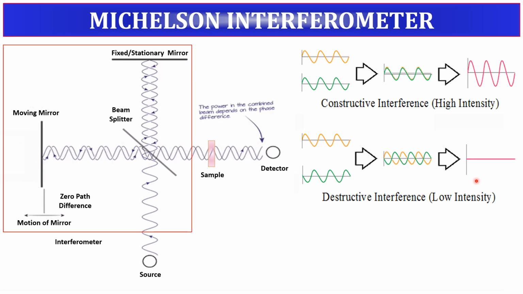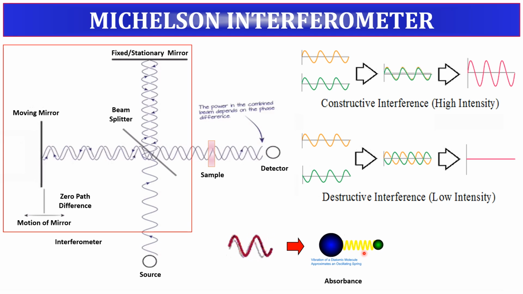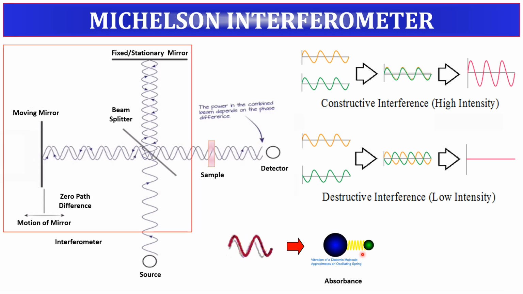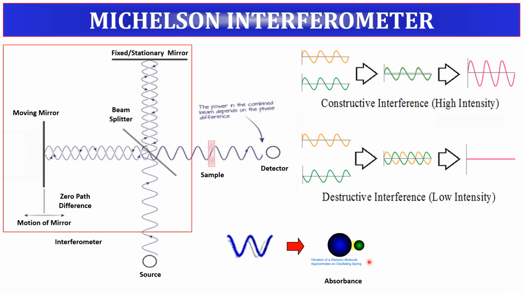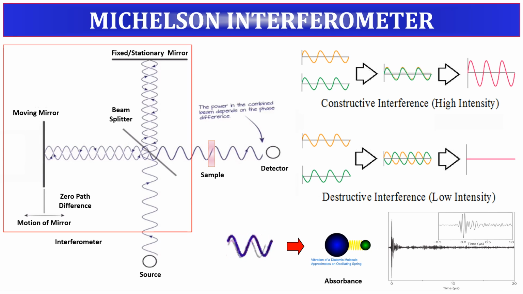These processes are continuous and the wave coming out of the interferometer has different intensities. Means it has higher as well as lower intensity, which continuously falls onto the sample. The waves that match the vibrational frequency of the molecules present in the sample are absorbed by the sample, and the waves which are not absorbed are transmitted and detected by the detector. This produces a spectrum called an interferogram, which shows the relationship between energy and time.